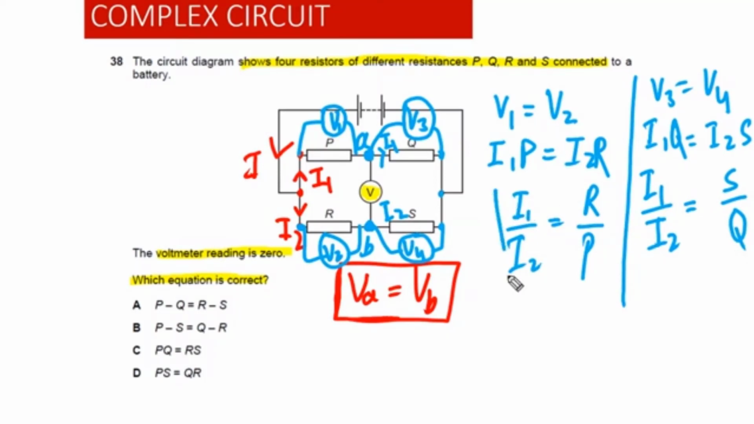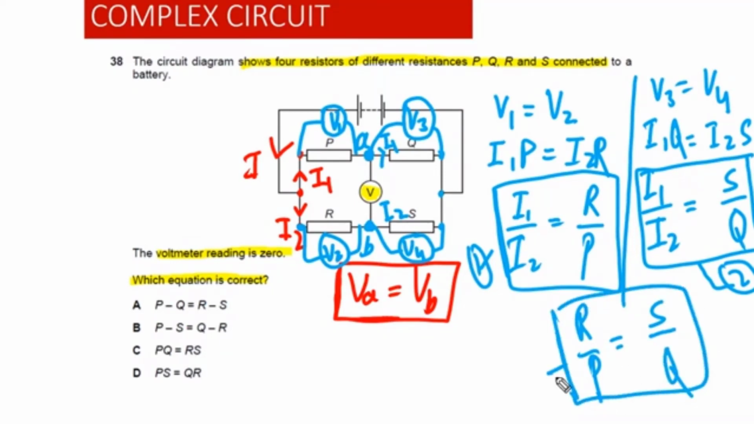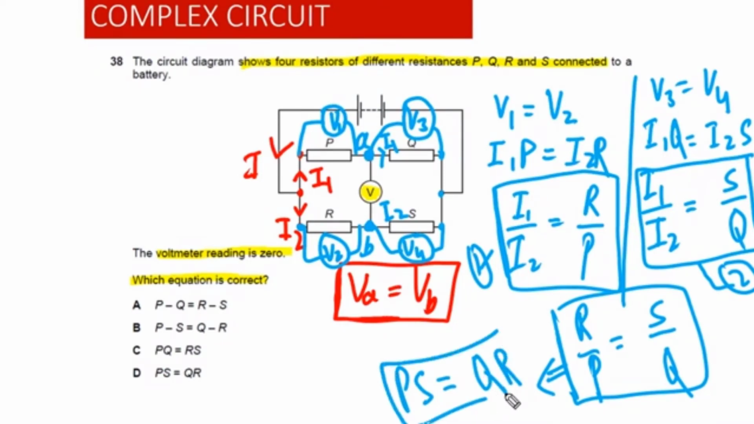So we can also say this equation, let's say this is equation 1 and this one is equation 2. As I1 over I2 is equal to R over P and I1 over I2 is equal to S over Q, we can say that R over P is equal to S over Q. Now from here, if we simplify this one, we can get PS will be equal to Q times R. So this is our final answer. This is what the question was asking us. Our answer for this question is D.